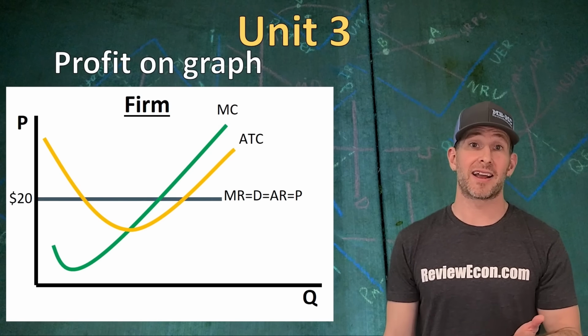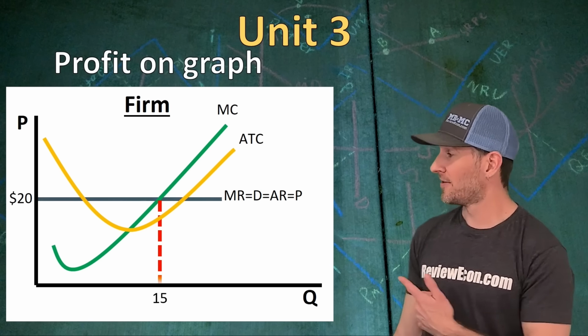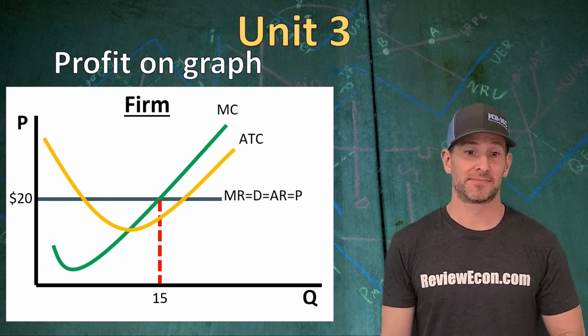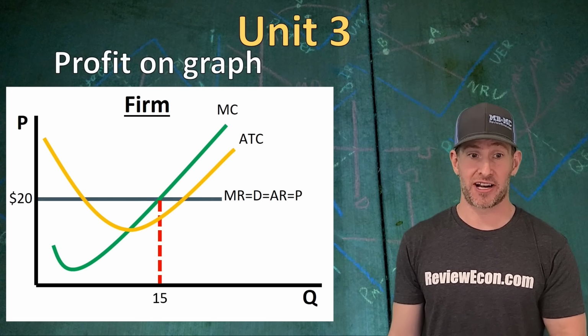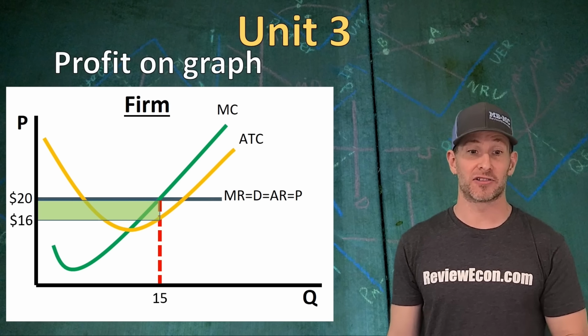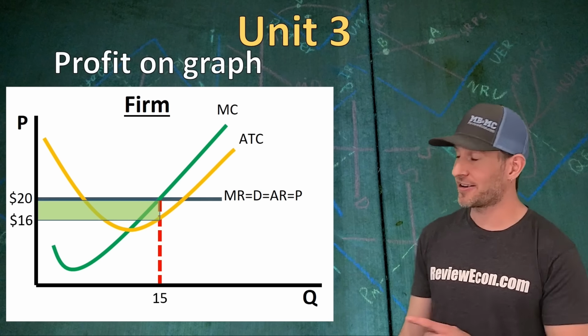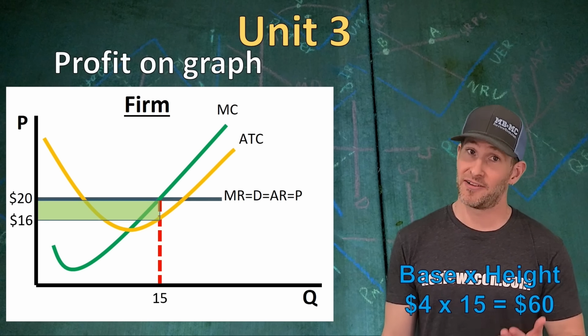To find economic profit on a graph, first you have to find the profit maximizing quantity where marginal revenue equals marginal cost, 15 on this graph. The economic profit is found between the average total cost for the quantity produced and the average revenue for the quantity produced. Here we have a per unit profit of $4. Multiply that by the quantity or calculate the area of that box, and we've got $60 worth of economic profit for this firm.